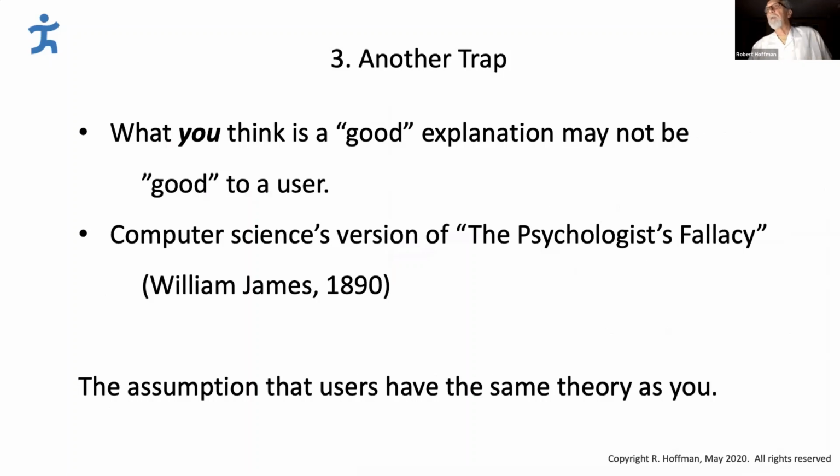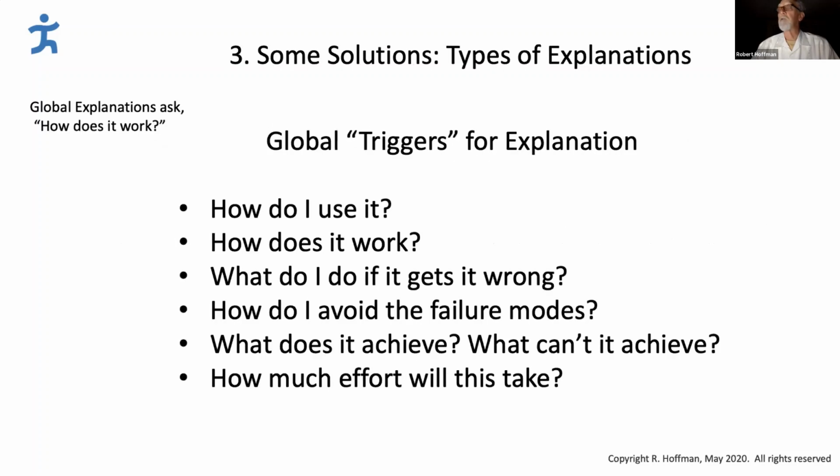Another trap: what researchers think is a good explanation may not be good to a user. This is a computer science version of the psychologist's fallacy, which was pointed out by William James in 1890, and that is the assumption that other people are going to have the same view of things and the same concepts of things as the scientist. And so users are not necessarily going to have the same theory as you do, and psychologists, including myself, have fallen into that trap many times.